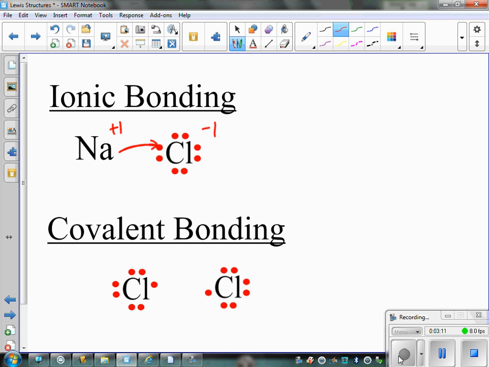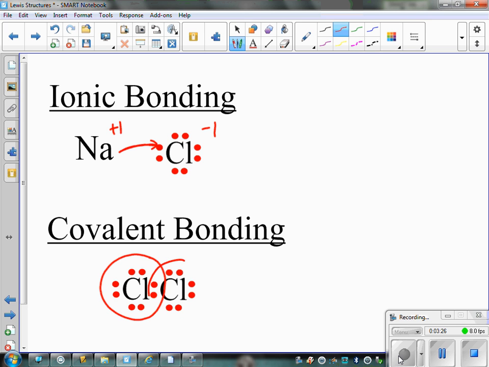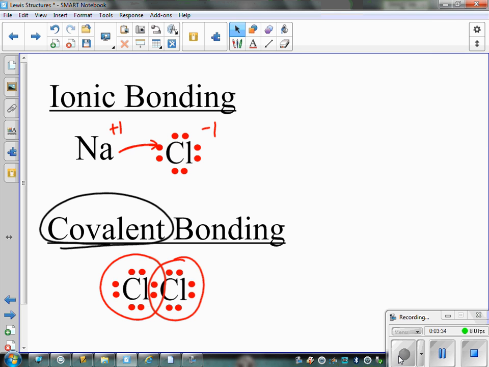For covalent bonding, though, they want to share. You notice each chlorine has 7, so what will work out best for them is if they share an electron with each other. Then both of them end up with 8 electrons. If you see, this one has 8 and this one has 8. It just happens that they're sharing 2 of them. This type of bonding, this covalent bonding, is what we are going to be focusing on in this lesson.